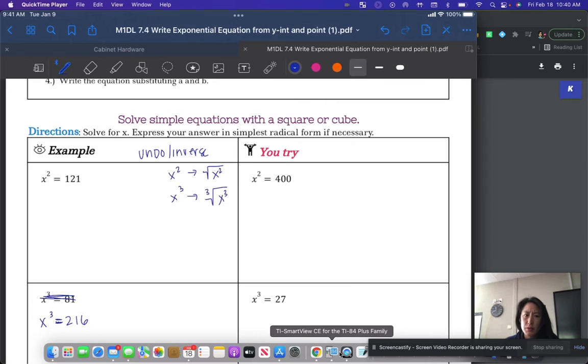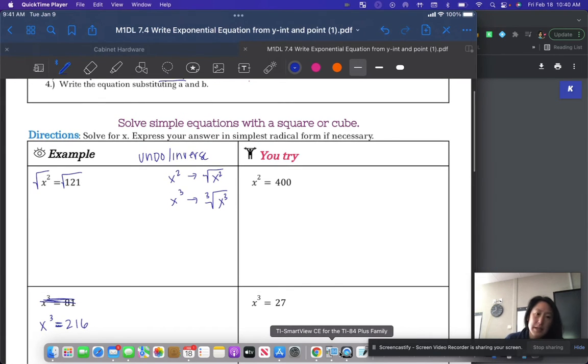So x squared is equal to 121. We're going to take the square root of both sides. The left side gives me x. The right side gives me 11. But wait, there's actually two answers when we unsquare an x. It's plus or minus 11. Let me show you when we check.